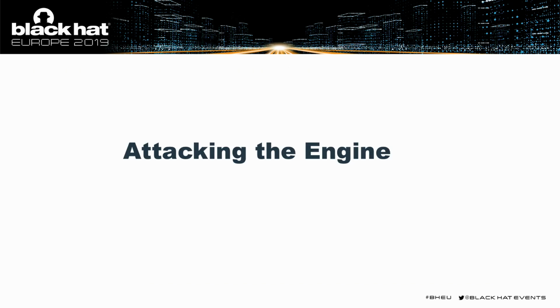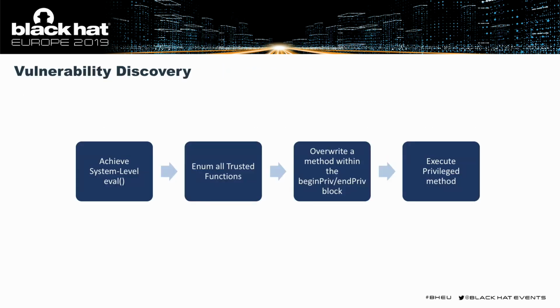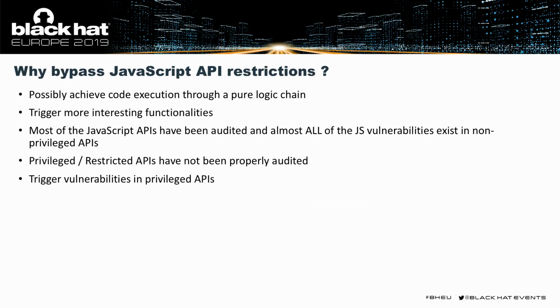All right, now to the fun part, which is attacking the engine. First of all, why am I talking about all this? Why do we want to bypass restrictions? There are a couple of points here. The first thing is that it's very possible that we can use privileged APIs to gain code execution through a pure logic chain. Forget about memory corruptions and all that kind of stuff. And it has been proven right.